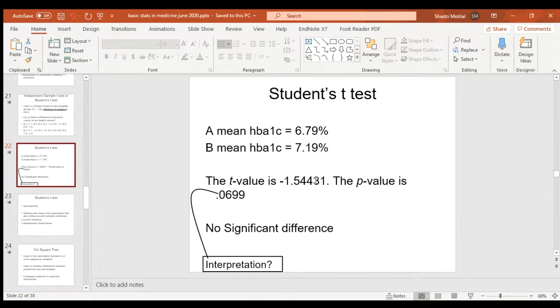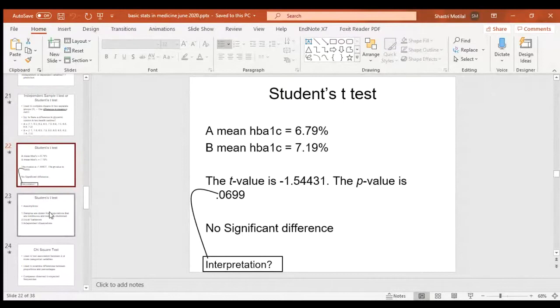Probability value. The p-value is 0.0699. We could round it off, 0.07. No statistical significance. In other words, the 7.19 wasn't significantly more than 6.79. We could conclude that the difference in average HbA1cs between the groups is not significant. In other words, the HbA1c in both clinics is the same. Right? So this is an example. The p-values we spoke about in the last lecture actually come from statistical tests. You don't have to be concerned with how it's calculated. Software and statistical calculators calculate it. All you have to be concerned about is the interpretation.